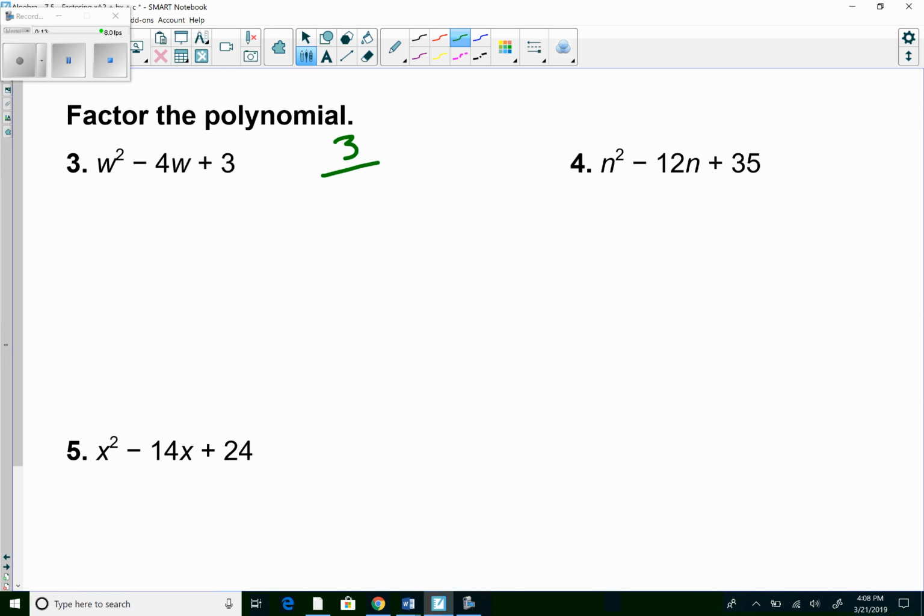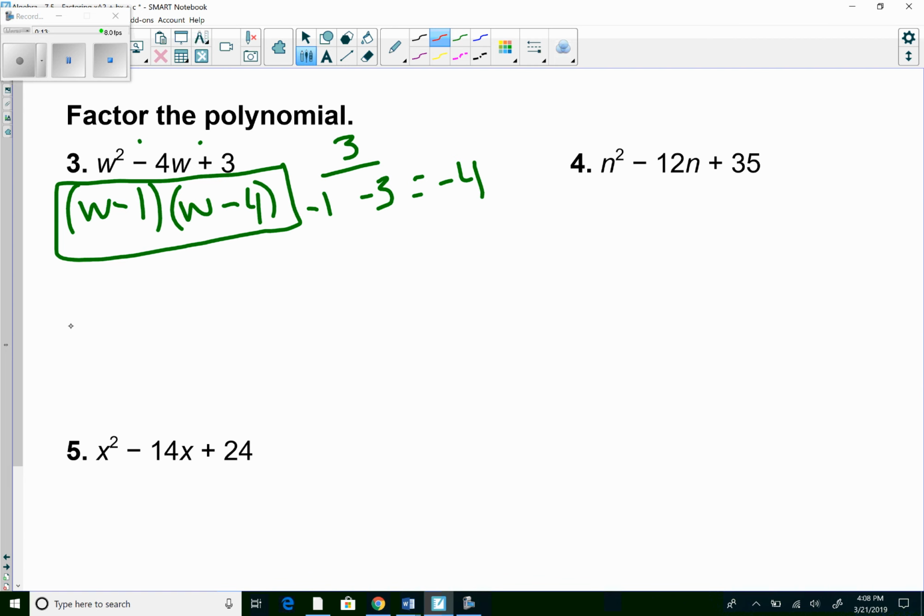Okay, so let's look. Our factors of 3 are both 1 and 3. Well, that makes life easy. But these both have to be negative, because look at the signs. You've got a negative and you have a positive. So that's going to turn out to be, when I add them together, negative 4. Okay, so here I've got W and W. These are both negative, and then that's 1 and 4.